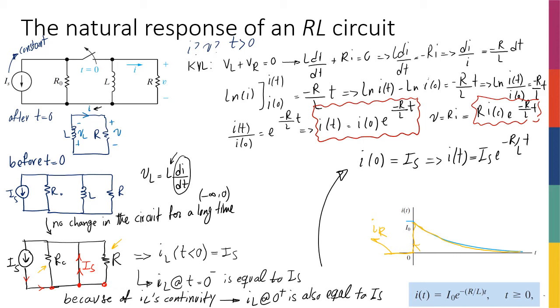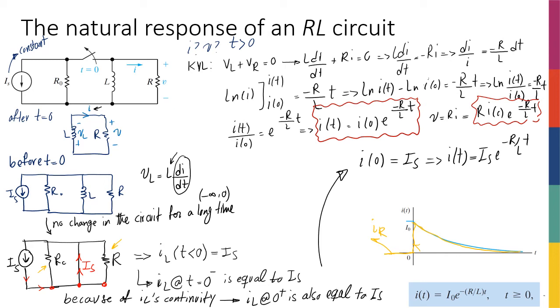I hope this was clear. As a recap, first we analyzed the circuit's behavior after t equal to 0. We wrote the KVL and we found the relationship between the current and, well, not the relationship.